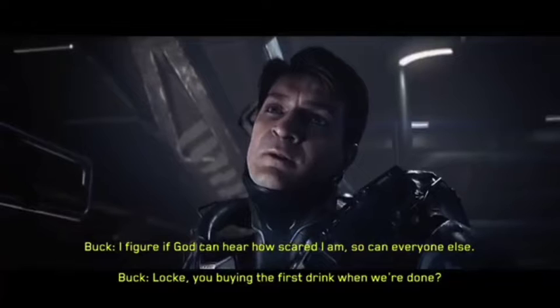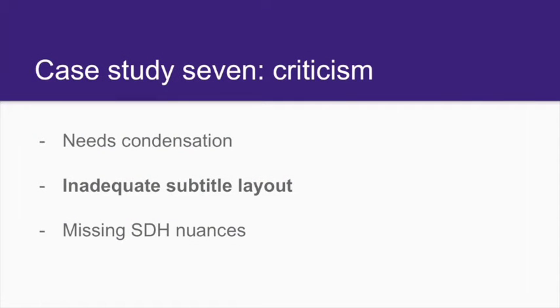The lines are long, the text is tiny, and the color unclear in certain environments, as we may appreciate in the selected screenshots. The verdict: acceptable with modifications. It needs further condensation. It needs to reconsider the system of subtitle presentation for the player and the deaf player in particular. Finally, it must include more SDH nuances if it wants to be considered an SDH subtitle, for example mood indicators and sound and noise descriptions.